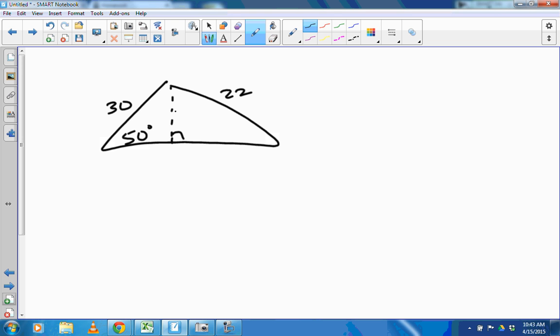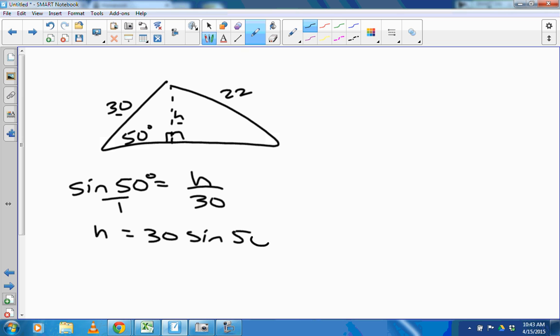All right, let's call it H. So I can use my right triangle right here. H is opposite. 30 is the hypotenuse, so I would use the sine ratio with my right triangle trig here. So H over 30. Okay, so we'll do 30 times sine 50.